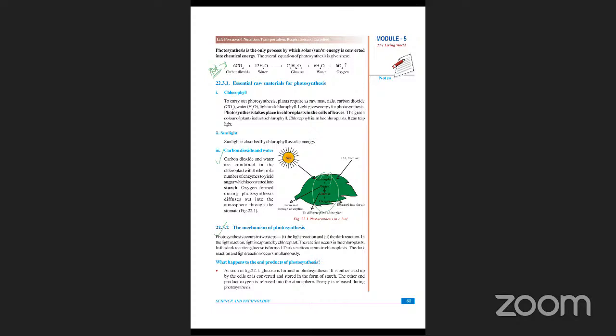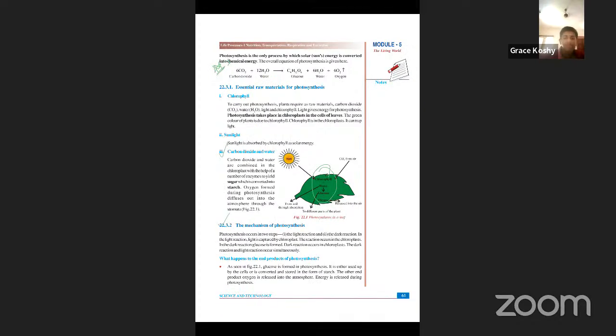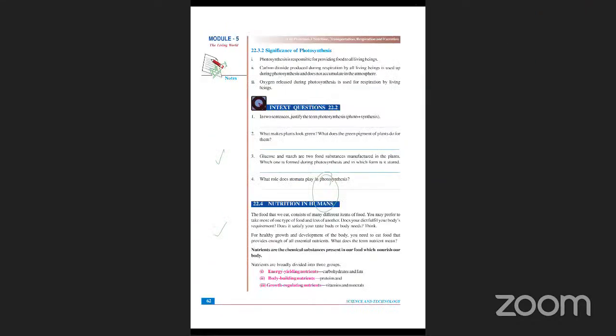Next part. What happens to the end products of photosynthesis? As seen in figure 22.1, glucose is formed in photosynthesis. It is either used up by the cells or is converted and stored in the form of starch. The other end product, oxygen, is released into the atmosphere. Energy is released during photosynthesis.